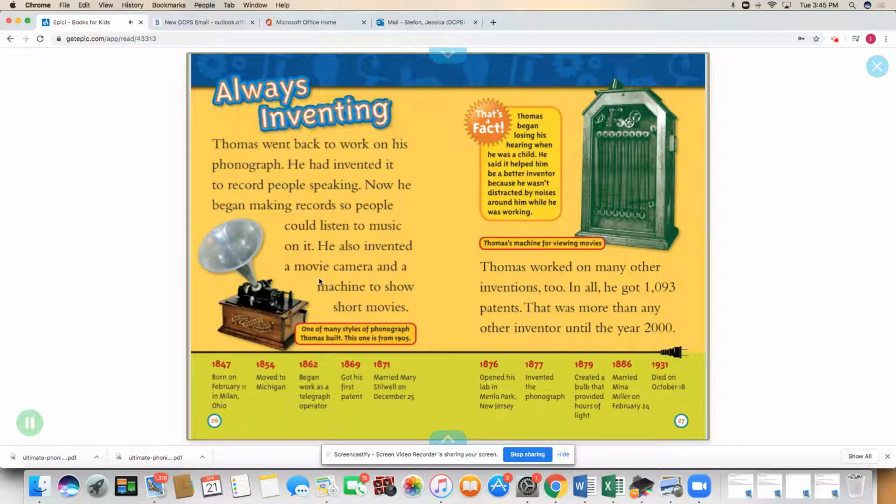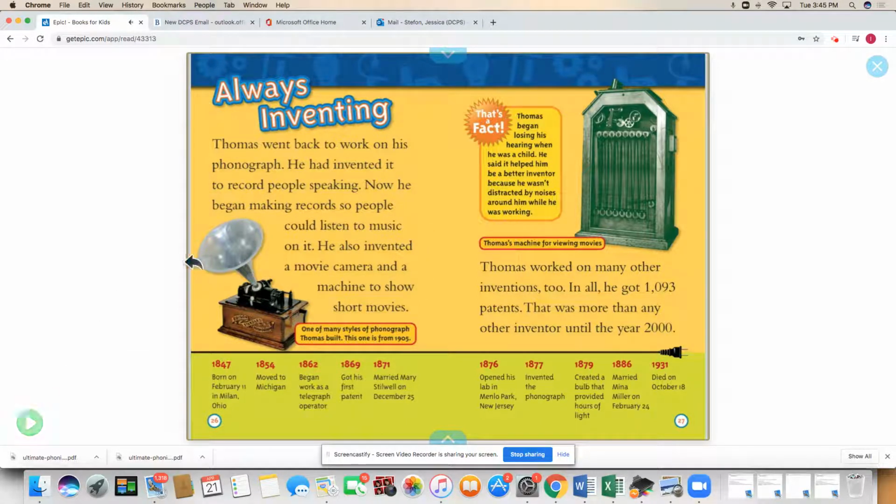Always inventing. Thomas went back to work on his phonograph. He had invented it to record people speaking. Now he began making records so people could listen to music on it. He also invented a movie camera and a machine to show short movies.